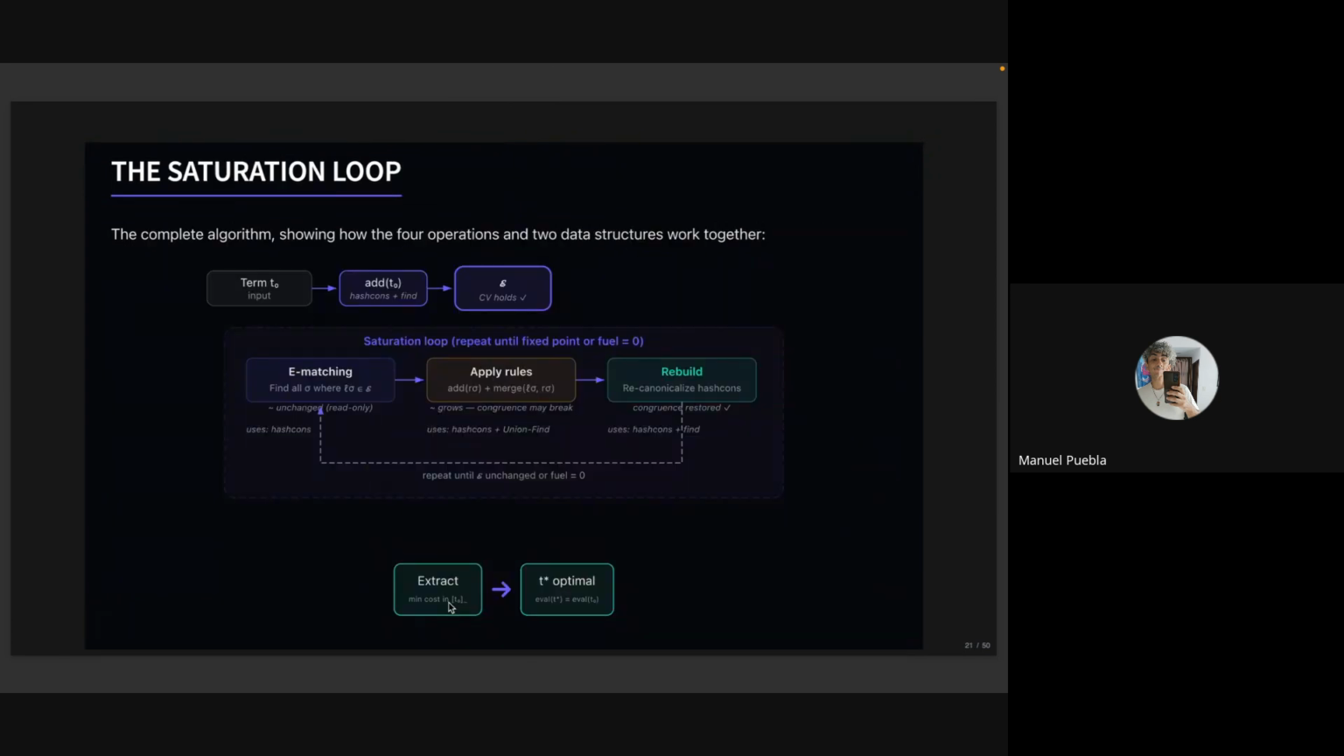So the loop looks like this. We start with a term t0, we add it to the graph, start to saturate after matching by applying rules, and then rebuild the whole thing. Once we get a nice and fat e-class, we proceed to extract. And when we are done with that phase, we have the optimal rewriting of the original term t0. This saturation loop happens until we reach a fixed point or until we run out of fuel.